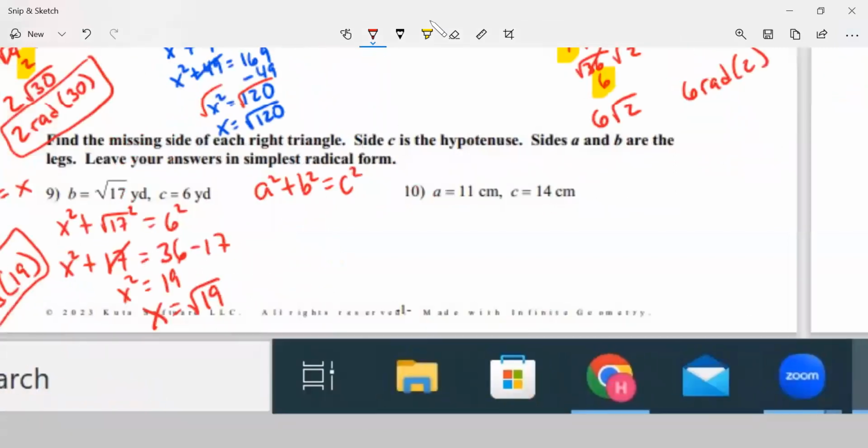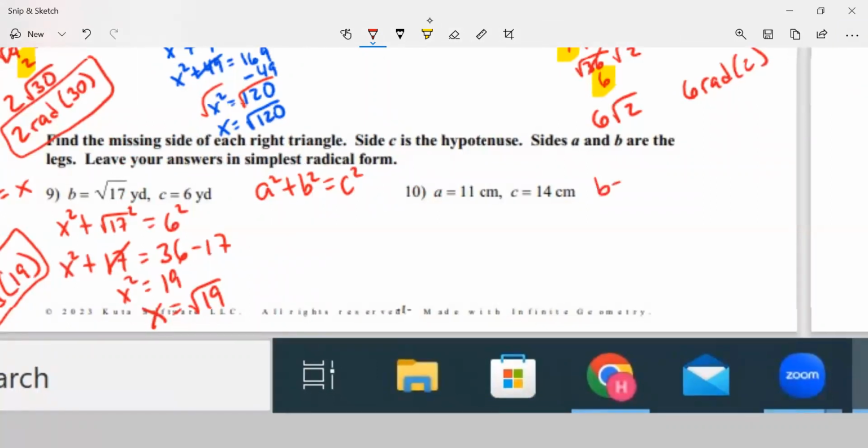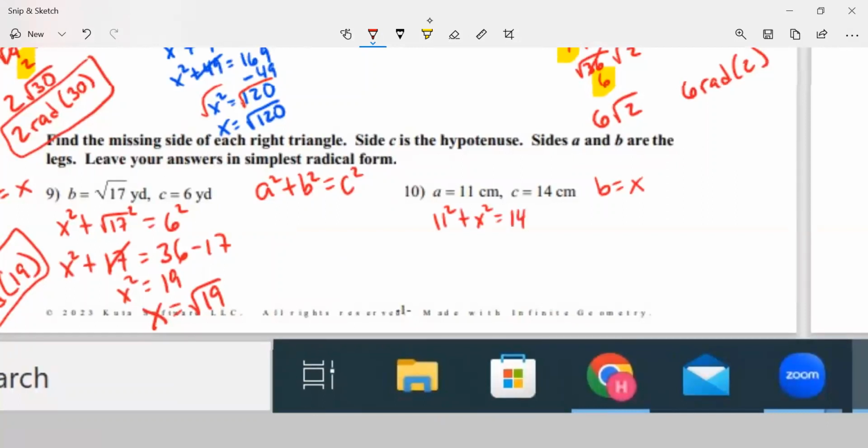All right, so for number 10, I know that A is 11, C is 14. So I'm going to say that B is equal to X. I don't know what B is. Okay, so I'm just going to write this as 11 squared plus X squared is equal to 14 squared. So I'm going to write that 121 plus X squared is equal to 196. Right, 11 squared, 11 times 11, that's where I got the 121. And then 196, I got it from 14 times 14.